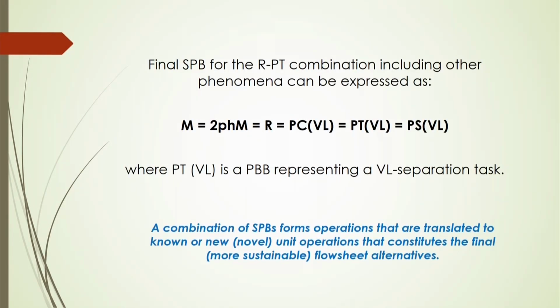Finally, that SPB for the RPT, that is the reaction and phase transition combination, including other phenomena, can be expressed mathematically like M equals 2PHM, that is two phase mixing, equals reaction, that will be PC VL and PT VL and PS VL. VL means vapor liquid, PC means phase contact between vapor and liquid, phase transition vapor and liquid, and phase separation vapor and liquid, where PT VL is a PBB representing a vapor liquid separation task.